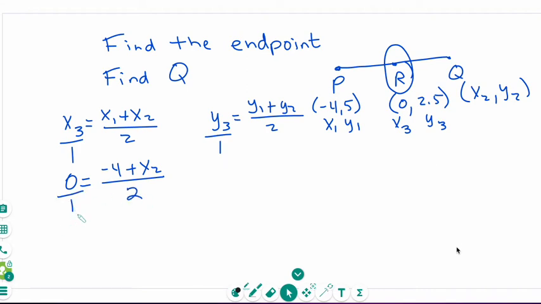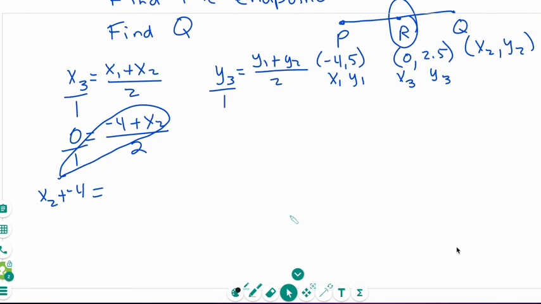I'm going to go ahead and butterfly using my variable first and commutative property. So I'm going to have x sub 2 plus negative 4 is equal to 0. 0 pair out the 4. X sub 2 is equal to 4. So I now know my x for point Q.